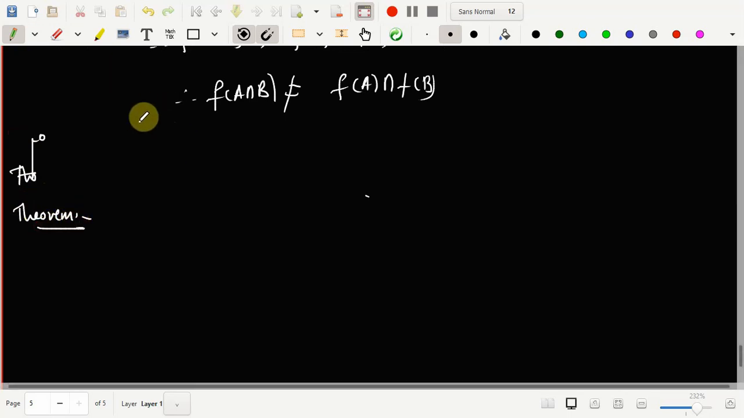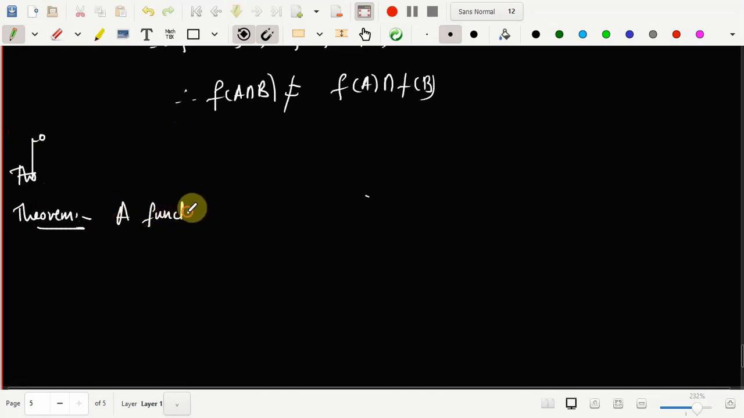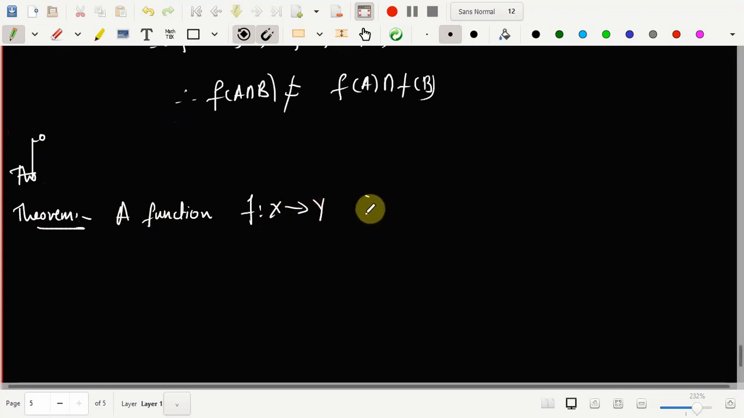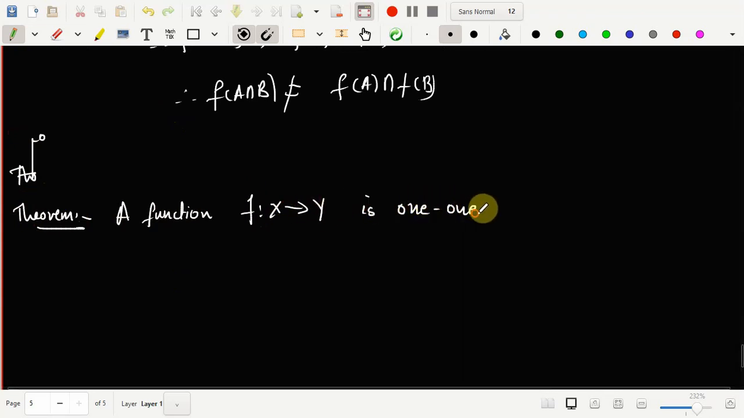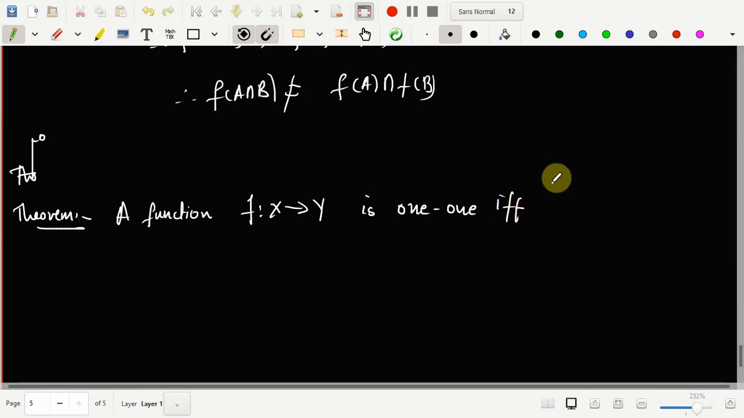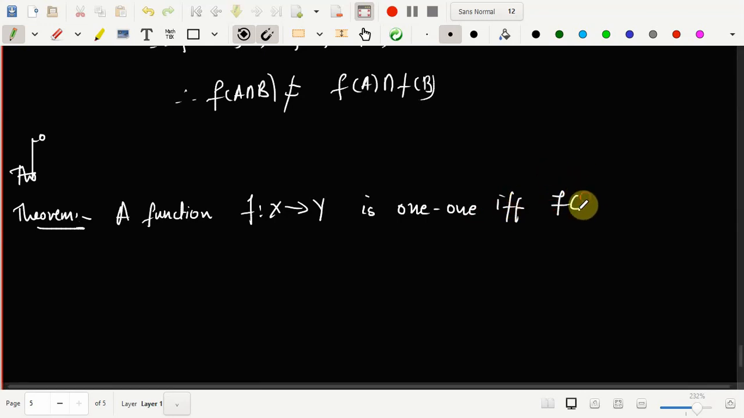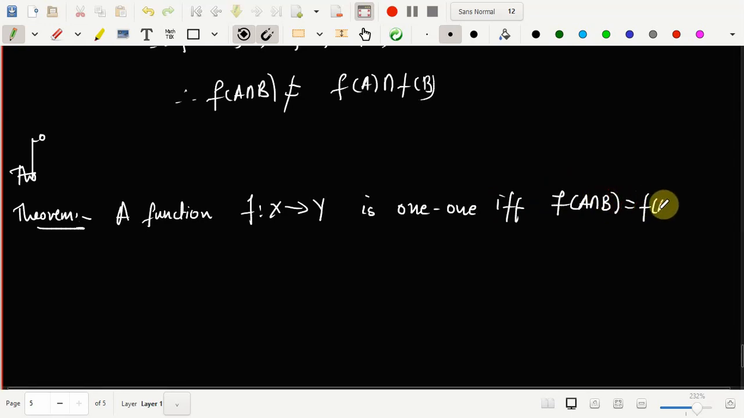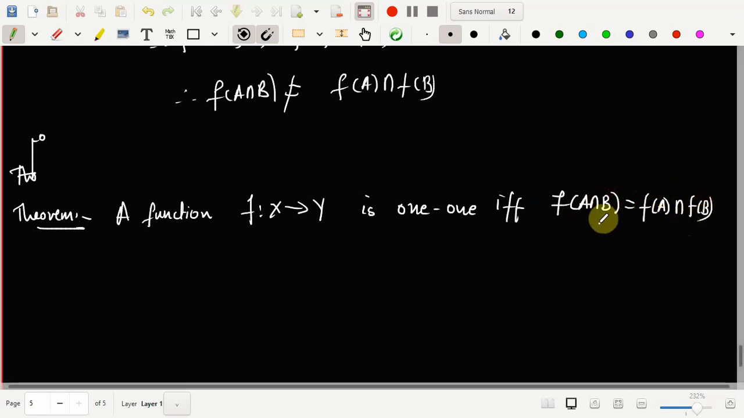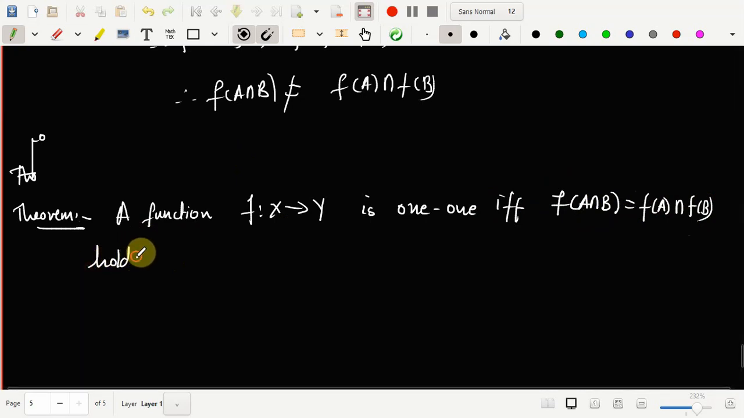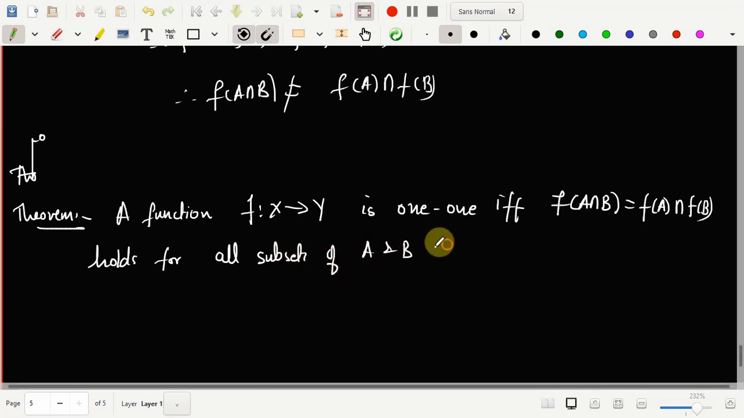Statement: a function f from x to y is 1-1, or injective, if and only if f of a intersection b is equal to f of a intersection f of b. This is in fact an if and only if condition, a biconditional statement, and this holds for all subsets a and b of x.